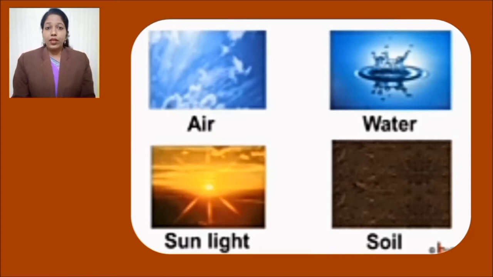We know air is present everywhere. We take in oxygen, and oxygen is very important for us. Water. All living things like plants, animals, and humans need water to survive. Sun. The sun is the main source of energy. We get energy from the sun. So air, water, sunlight, and soil are the elements for life. In this chapter, we will learn about soil.